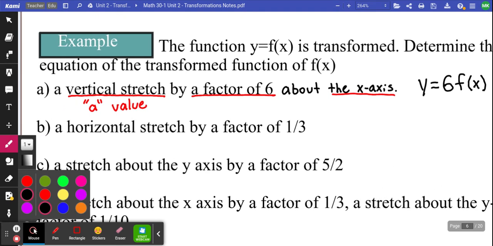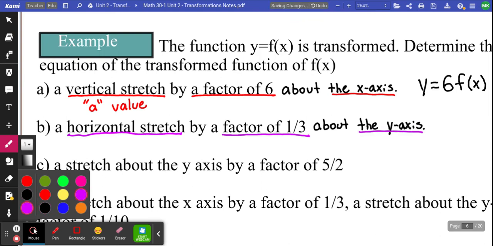Let's look at B. Again, I'm going to have to add about into there. A horizontal stretch. That means I'm taking things and stretching them sideways. Right? The x values are changing by a factor of 1/3. And then it says about the y-axis. It should say that, right? It should have that terminology in there just so we're used to it. That means I'm stretching away from the y-axis at a rate of 1/3.